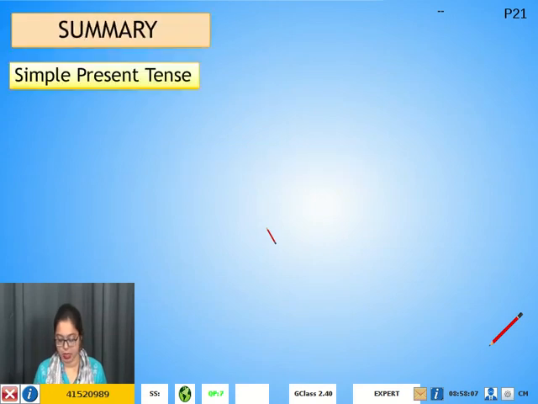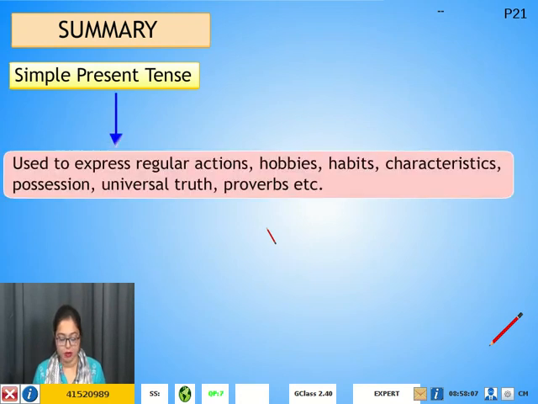So now we'll discuss the summary of what we have discussed in our entire discussion. Today we have spoken about simple present tense, sentence structure, positive sentences, negative sentences, and question form. These are the things which we have discussed, and various examples related to this. So have a look. What is simple present tense? It is used to express regular actions. So remember, I have told you what simple present tense indicates.